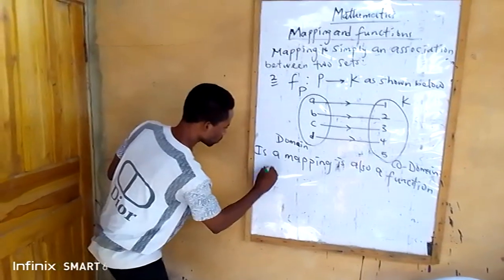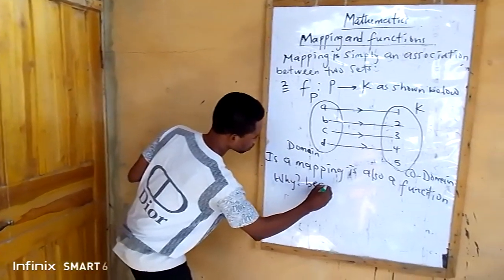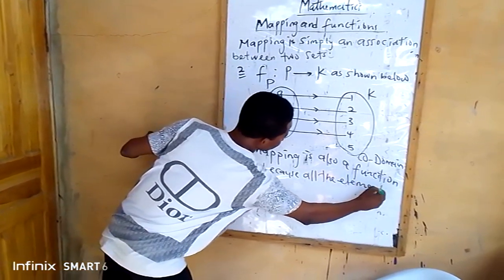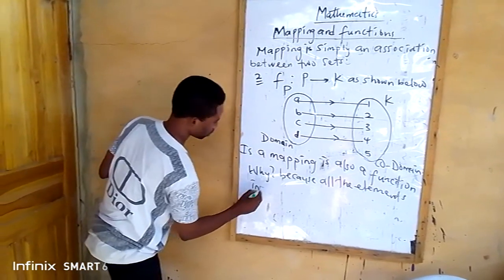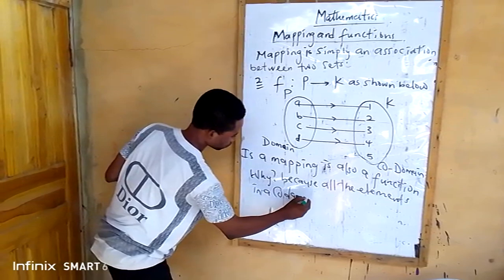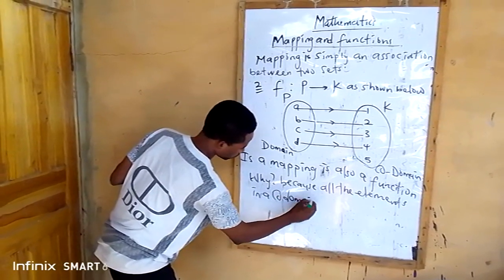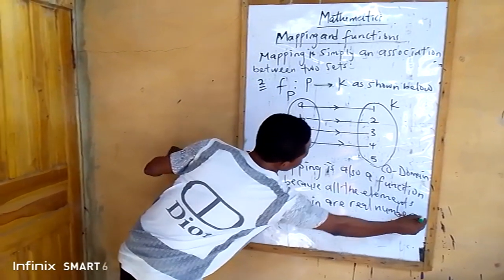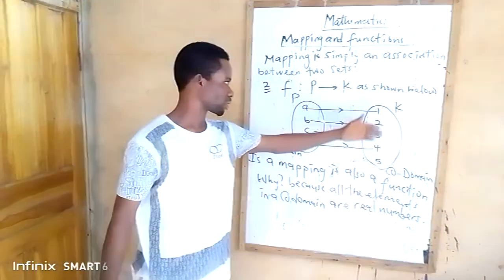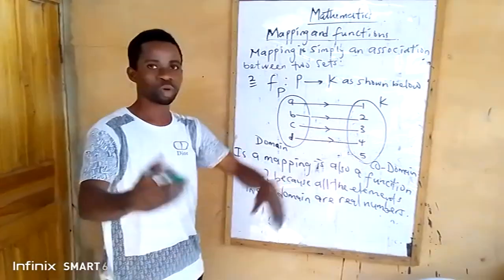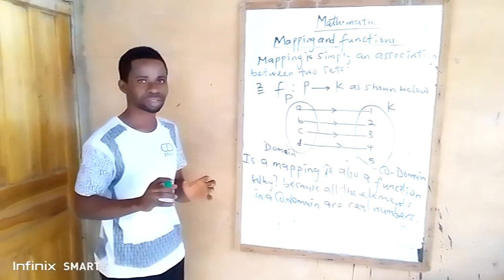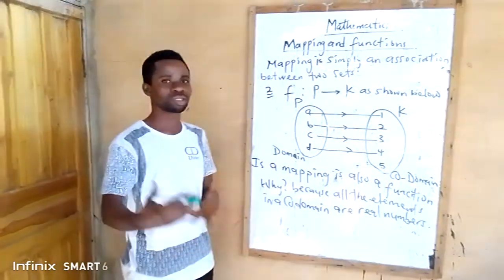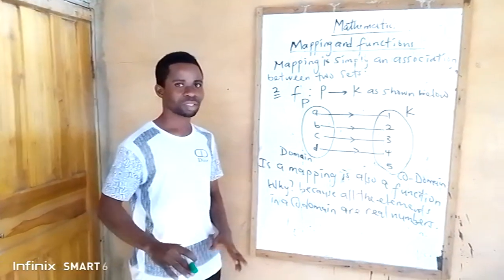Why? Because all the elements in a codomain are real numbers. Let's say they are letters like A, B, C, or they are messages like the one we did the other time. That one is only just an ordinary mapping. The ones we did in the first examples, because the elements in codomains are all words, is just a mapping.